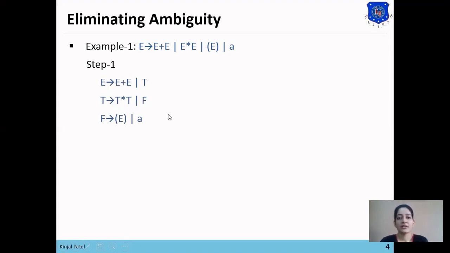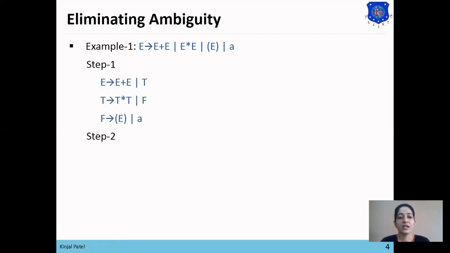Now the second step is to achieve associativity. So now we will set our grammar according to the associativity. Here you can see the first level production is E gives E plus E or T. Plus is a left associative operator, but our grammar is both left and right recursive. How? First we will learn the meaning of left recursion.